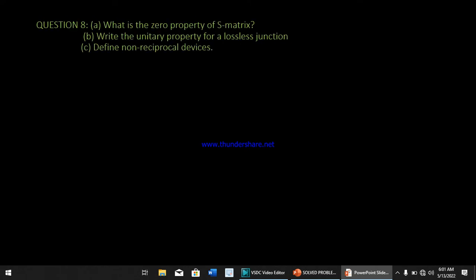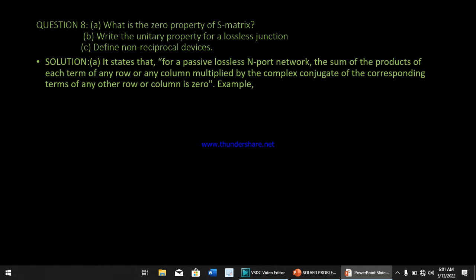Question 8. What is the zero property of S matrix? And the B part says write the unitary property for a lossless junction. And the C part says define non-reciprocal devices. Solution to A.